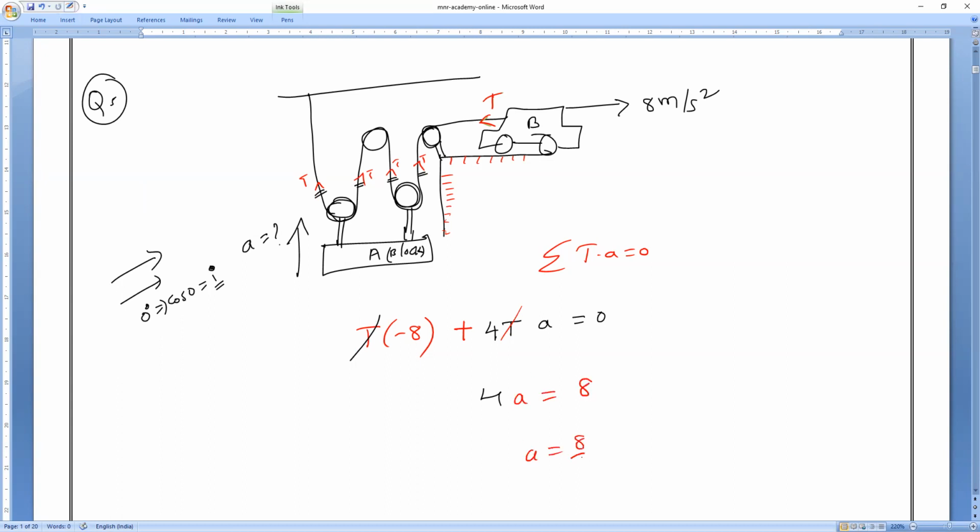Now A is equal to 8 by 4, which is equal to 2 meter per second square. That's all. Clear, everybody? See, if you know the concept, it won't take even a moment to understand the question. The answer is that easy. You are able to solve it, right?